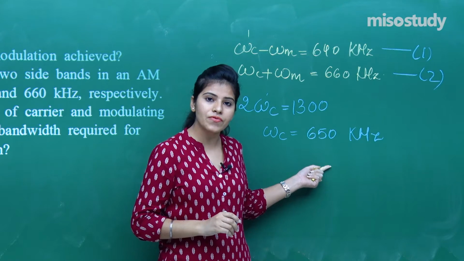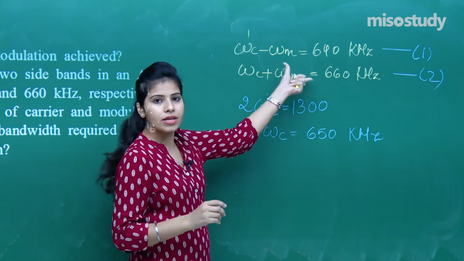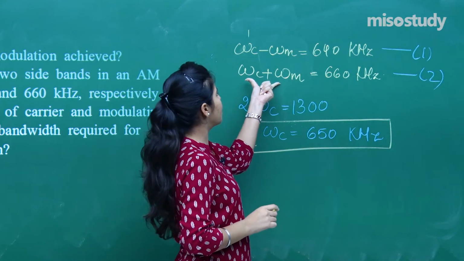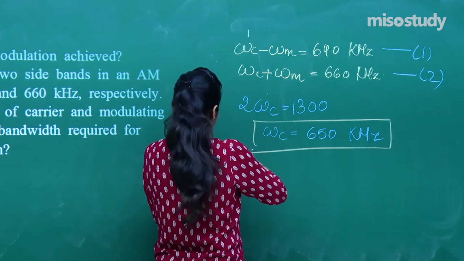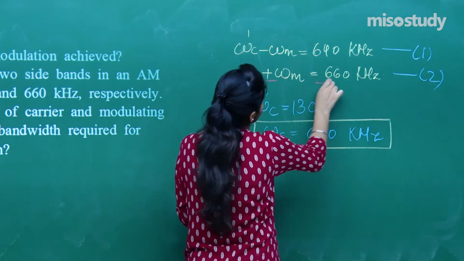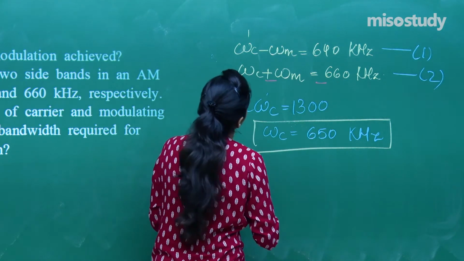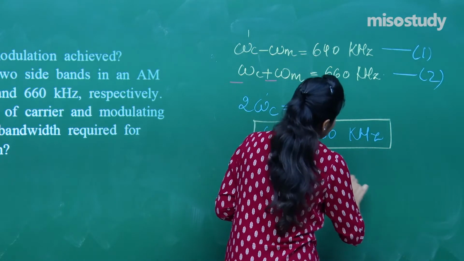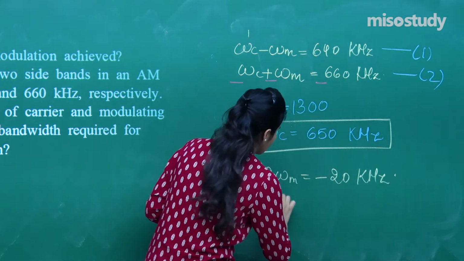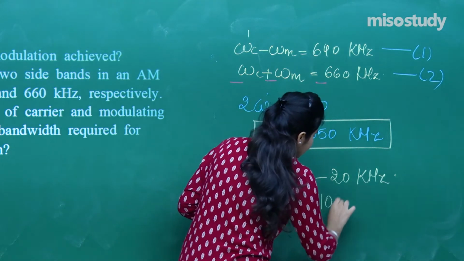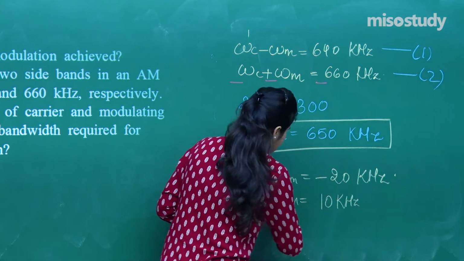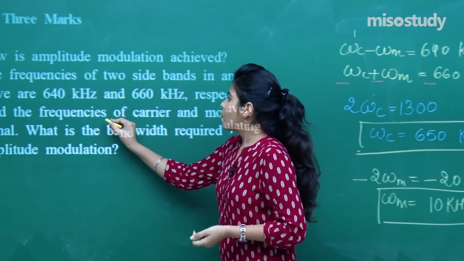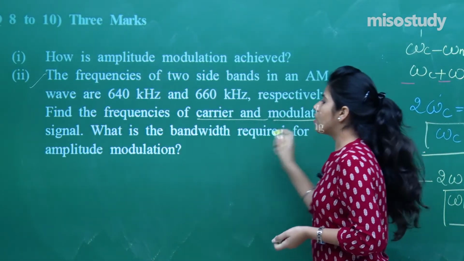Yeah, omega c is 650. Now similarly you can solve again to find out the omega m. So omega m will be found out as, you will be considering the negative sign, negative, negative. So this will be cancelled and you will be having minus 2 omega m equals minus 20 kilohertz. So that means you will be having omega m equals 10 kilohertz. So this is how you have found the two frequencies, that is the frequency of the carrier and the modulating signal, omega c and omega m.